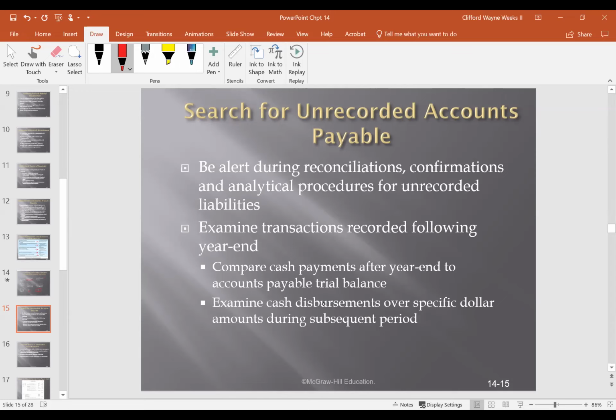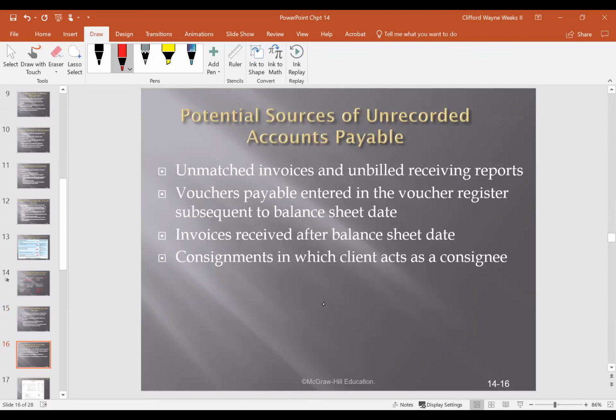Examine year-end trends, and compare your cash payments after year-end to the accounts payable trial balance. Examine cash disbursements over a specific dollar amount during a subsequent period. So you might say, look at any cash disbursement over $50,000, or for a smaller company it would be over $500. Potential sources of unrecorded accounts payable: unmatched invoices and unbilled receiving reports.